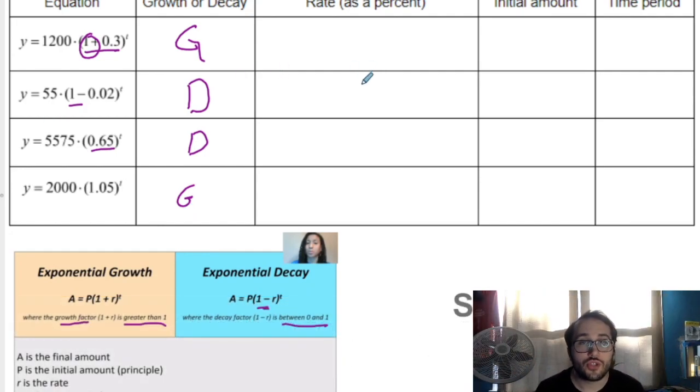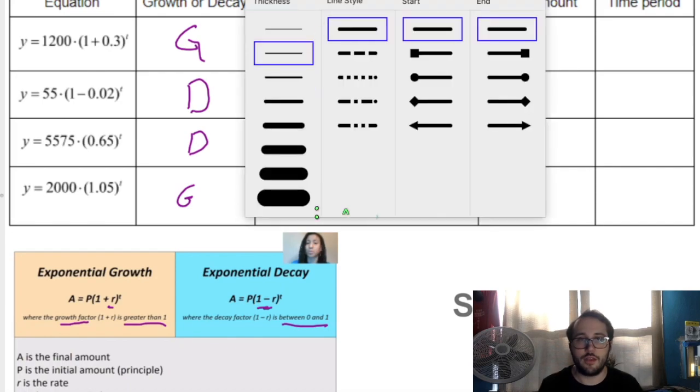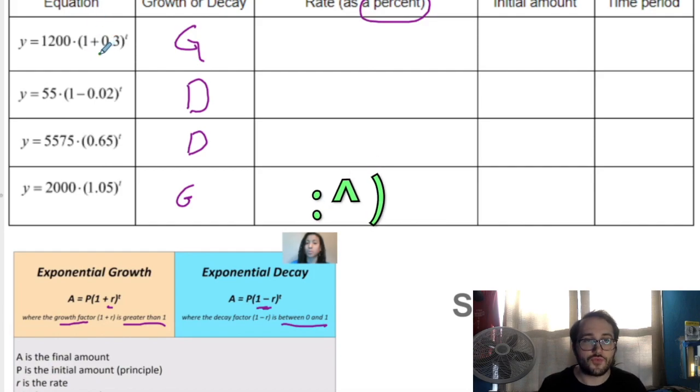All right, so the rate. So the rate is R. So if you look at our equations, it's this number, right? But we need it as a percent, okay? So if you look over here, I'm going to actually erase some of this so that we have more space and it's a little bit more organized. Let's do it in green because that is the best color. The rate is right here, 0.3. However, we want it as a percent.